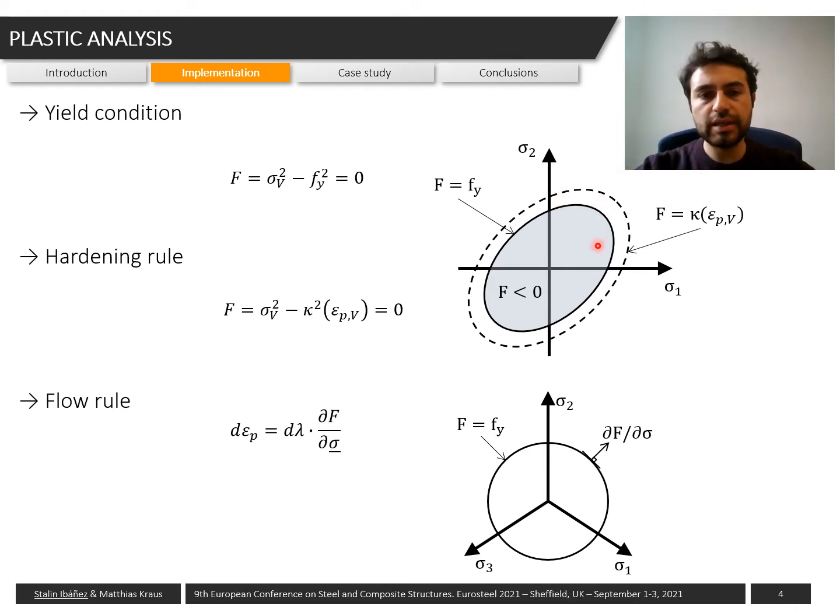The second rule is the hardening rule, in which the yielding capacity is updated every time that we have some plastic strain. That means that we have a kind of memory in the fiber that we are analyzing. This is represented here by this dashed line, in which the capacity of the stresses is increased. And the last rule is the flow rule, in which we define that the direction of the plastic strains is always perpendicular to the yielding surface.